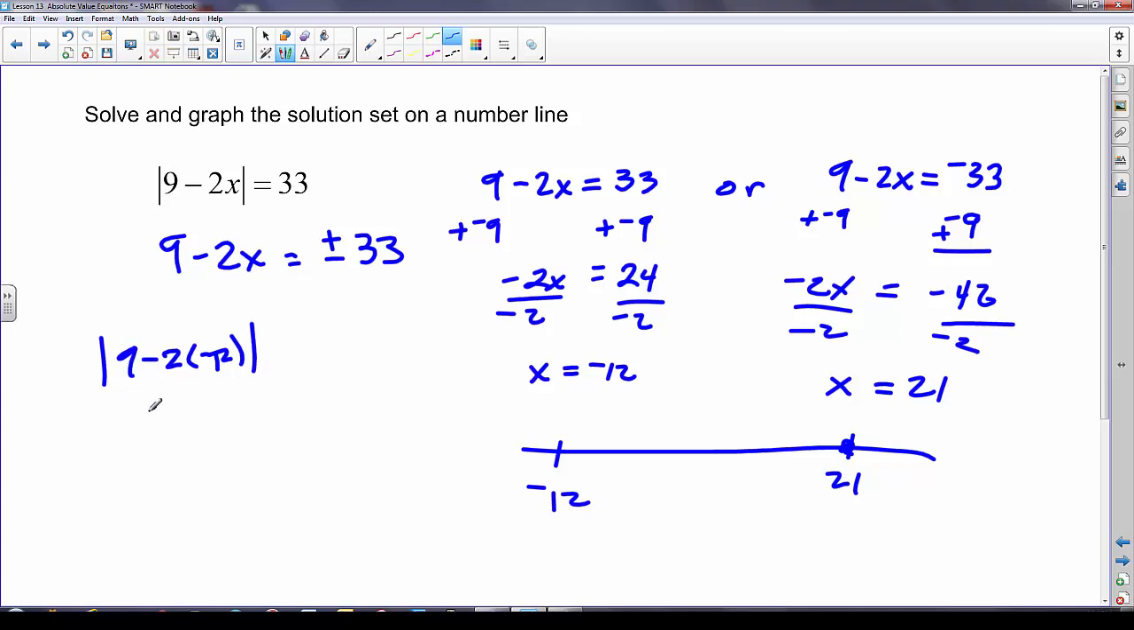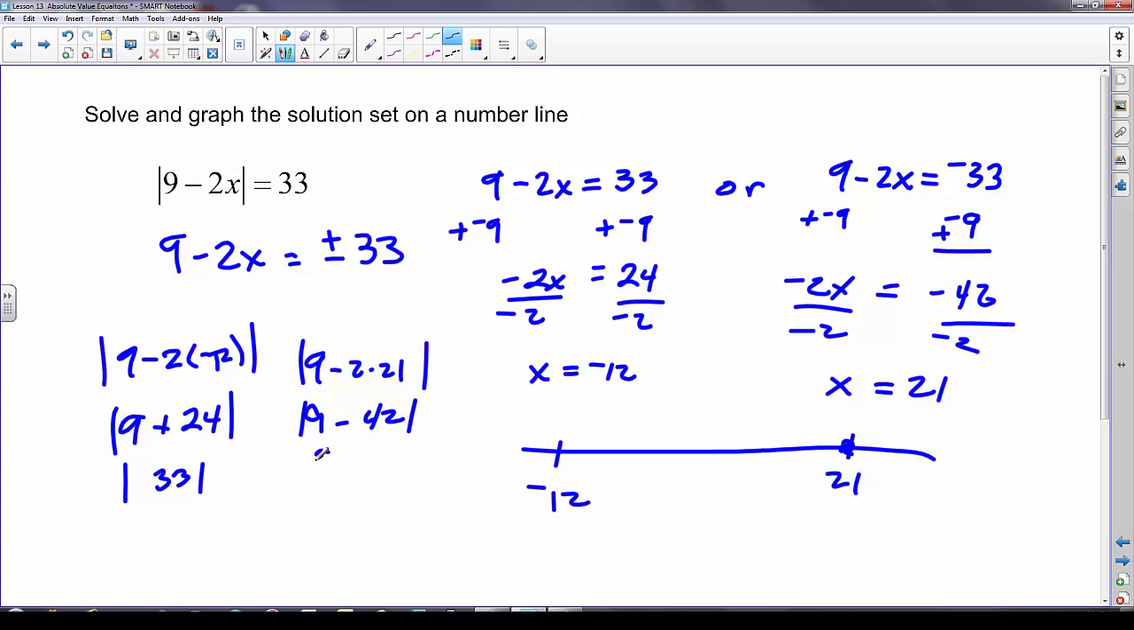Absolute value, notice that's 9. Negative times negative is a positive. 24, which is 33. Checks. And then I have 9 minus 2 times 21 in absolute value. That's 9 minus 2 times 21 is 42. 9 plus a negative 42 is equal to a negative 33 in absolute value, and the absolute value of 33 with a negative type is a positive 33. So this all checks.